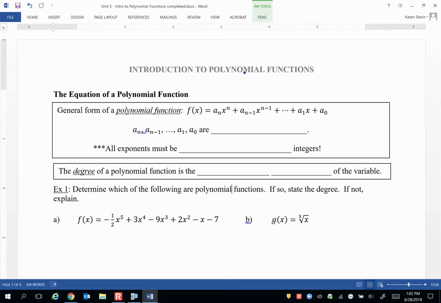The general form of a polynomial function is f of x equals a sub n times x to the n plus a sub n minus 1 times x to the n minus 1, and so on and so forth until you get down to a1 times x plus a naught. Now all of those a's, sub n minus 1, all the way down to a sub 0, are constants.